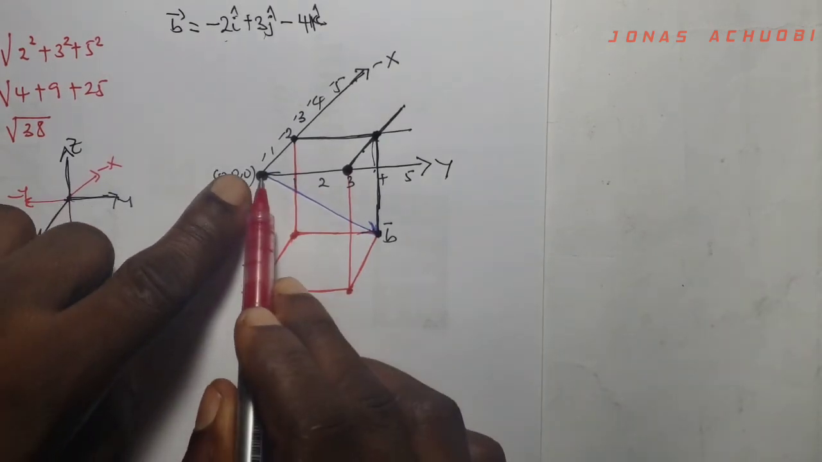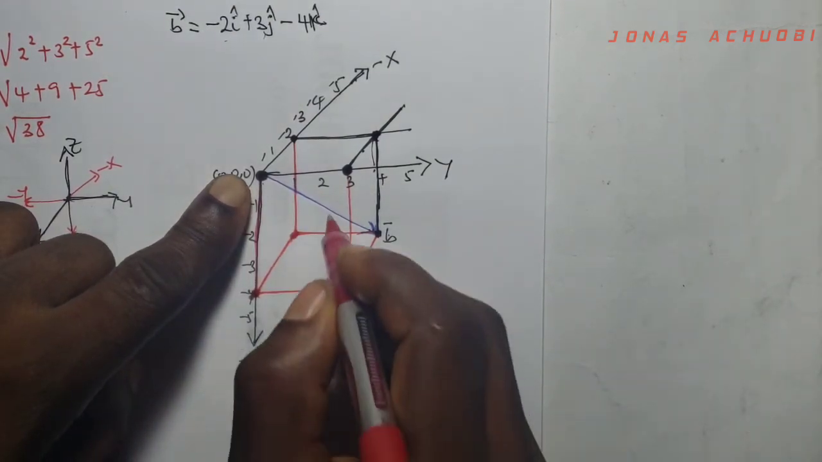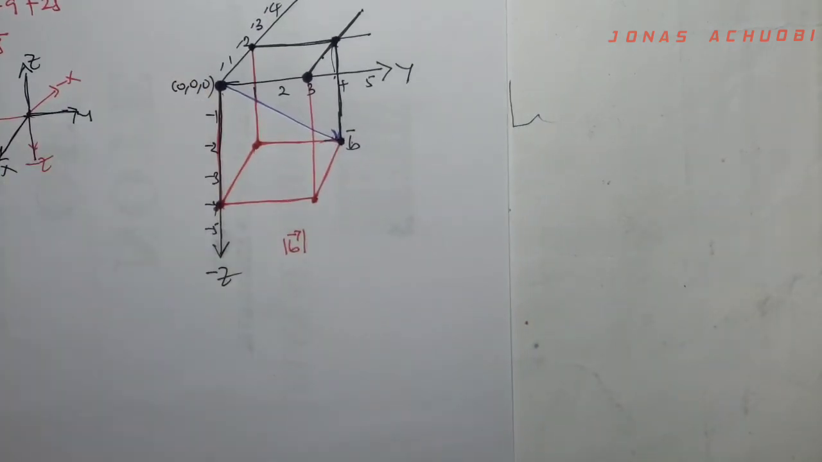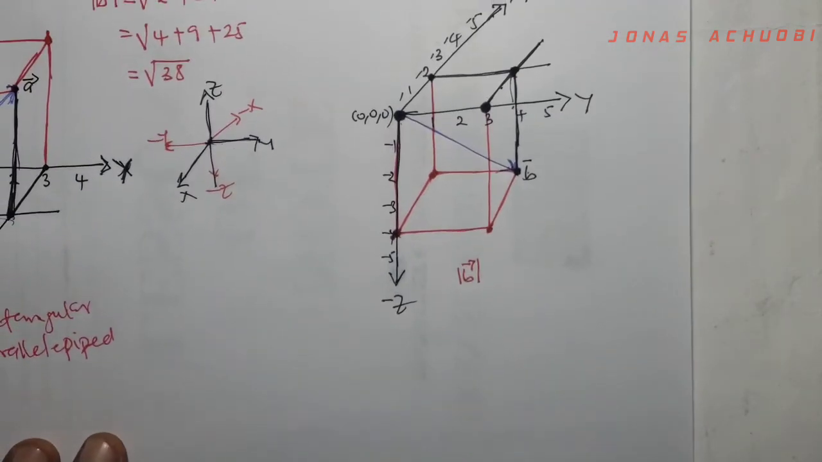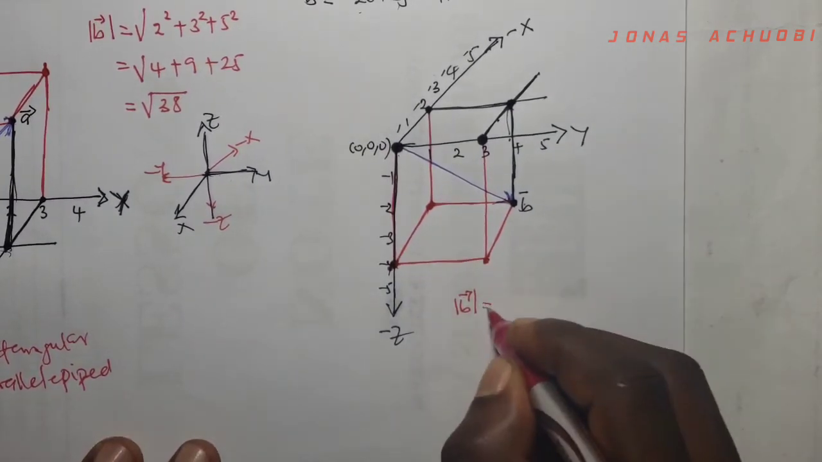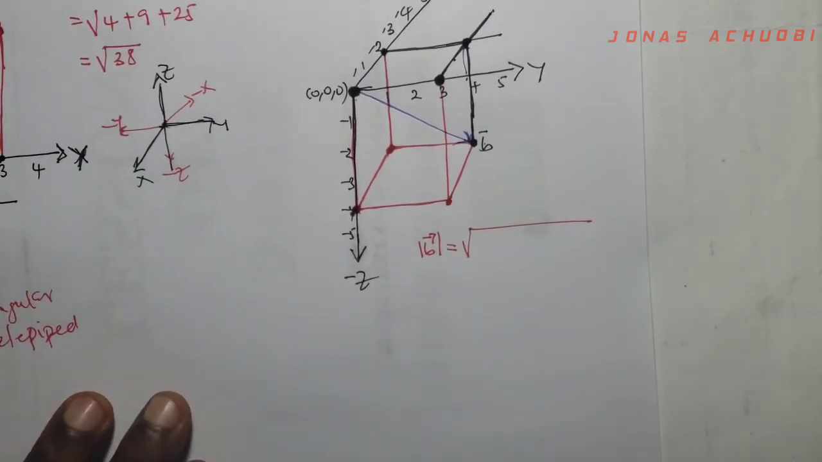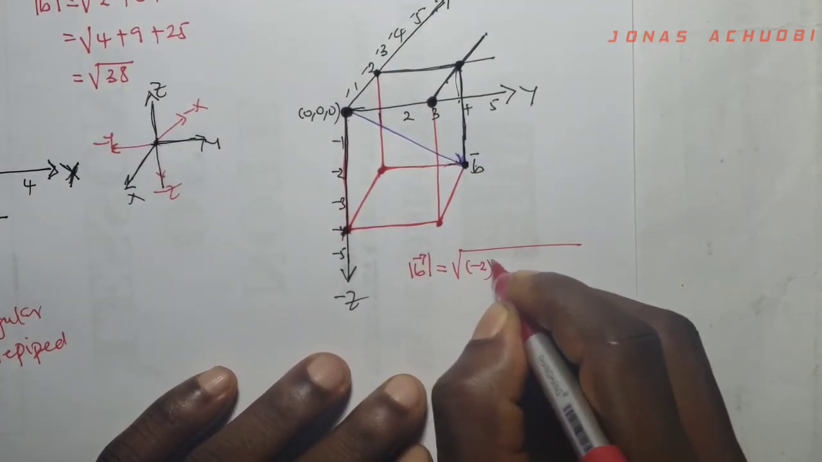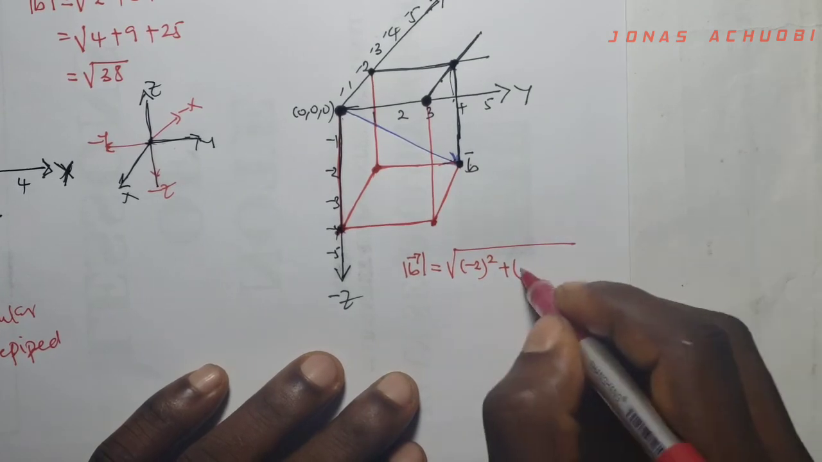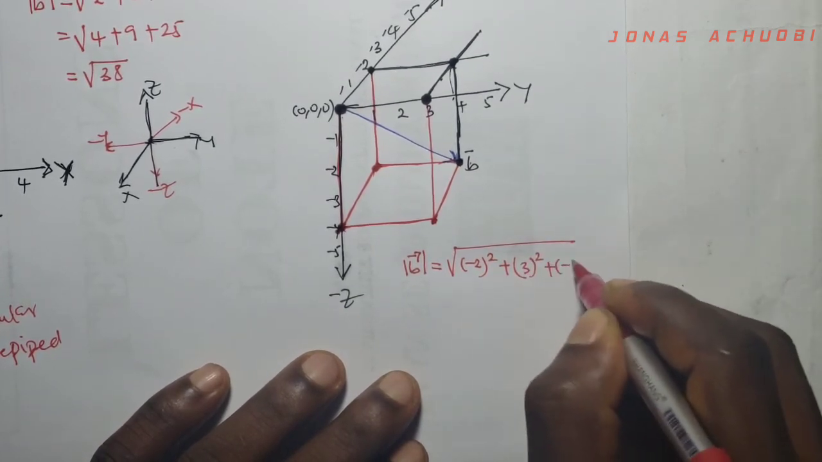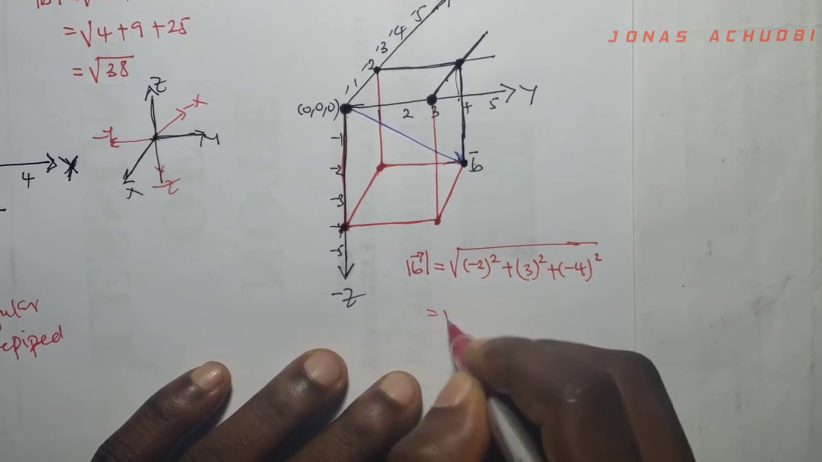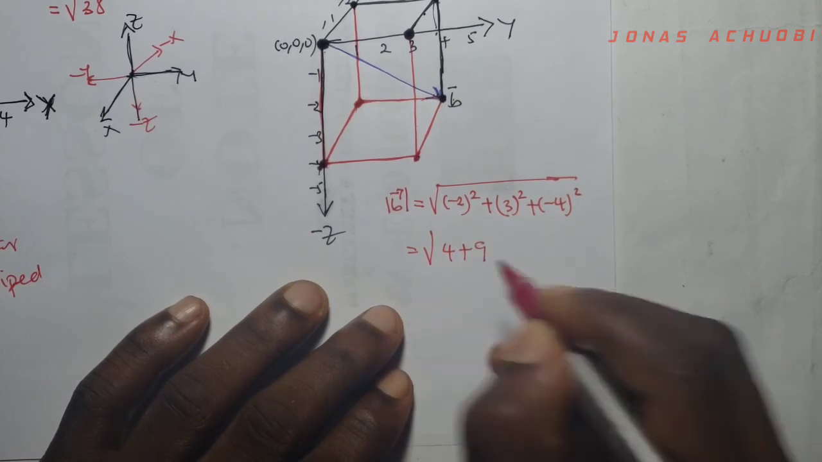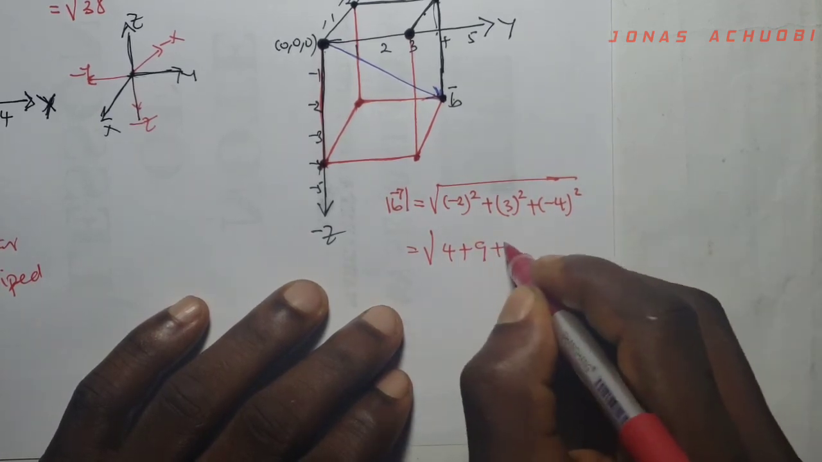So the length of this arrow from the origin to this point B, which we denote as the absolute value of vector B, is the length of vector B, which can be calculated. So the length of vector B is equal to the square root of the sum of the squares of the components of vector B. What are the components? The x component is minus 2, so minus 2 squared, plus the y component is 3 squared, and the z component is minus 4 all squared. So that becomes the square root of minus 2 squared is 4, plus 3 squared is 9, and then minus 4 squared is 16.